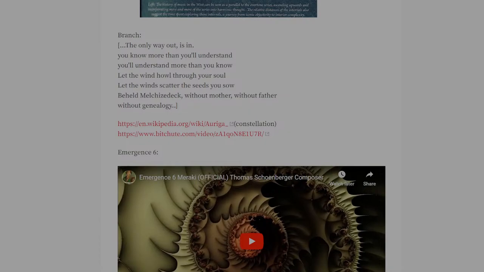Then Branch wrote this in the Discord. The only way out is in. You know more than you'll understand. You'll understand more than you know. Let the wind howl through your soul. Let the wind scatter the seeds you sow. Behold Melchizedek, without mother, without father, without genealogy.